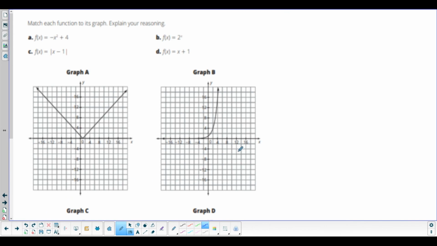Here we go. Last question, number 5. Sorry, it's a little blurry. This is a big section. I wanted to make sure you could see the graphs. But really what we're going to do here is match each function to its graph and explain our reasoning. This is really important.